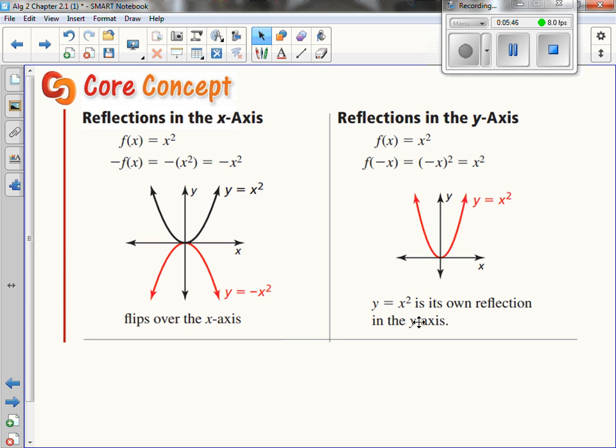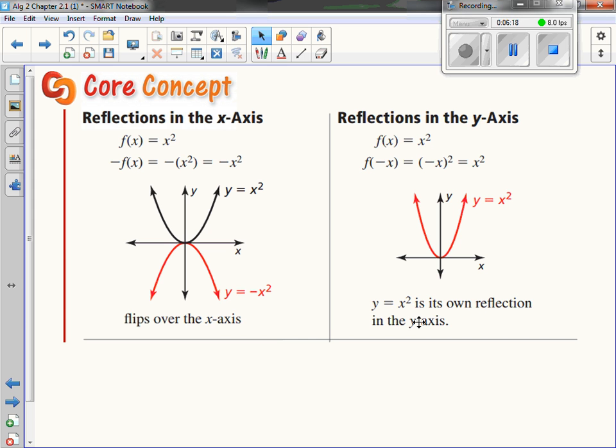The other one we have here is reflection. Now, if there's a negative outside the parentheses, it's across the x-axis. If there's a negative inside of the parentheses, it's across the y-axis. Now, across the y-axis really doesn't make a difference if it's still on the y-axis, if it's not away from this y-axis.